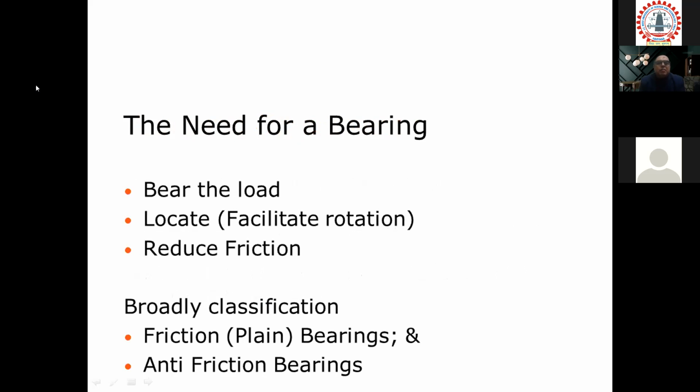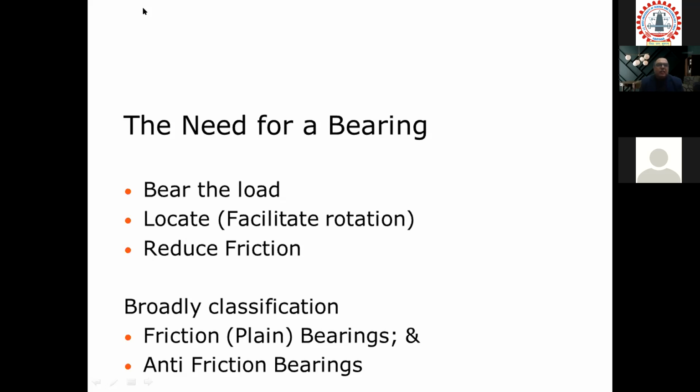What is the need of a bearing? As the name suggests, a bearing should be able to bear the load. If a load is coming on the housing, through the bearing it has to go to the shaft, or if it is coming to the shaft, then through the bearing it has to go to the housing. That is the most important function, and that is why it is called a bearing. The second function is locating, because if it is a rotating part and you don't locate it, it will simply roll away. So you have to hold it in position and facilitate rotation.